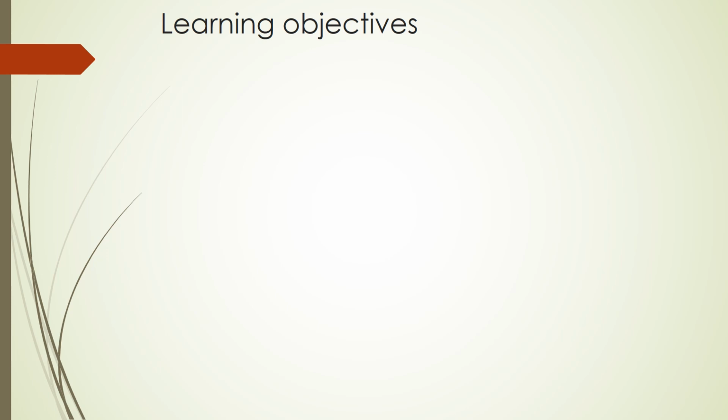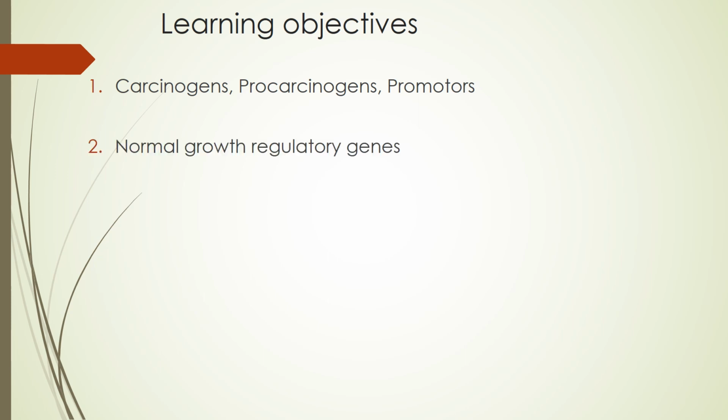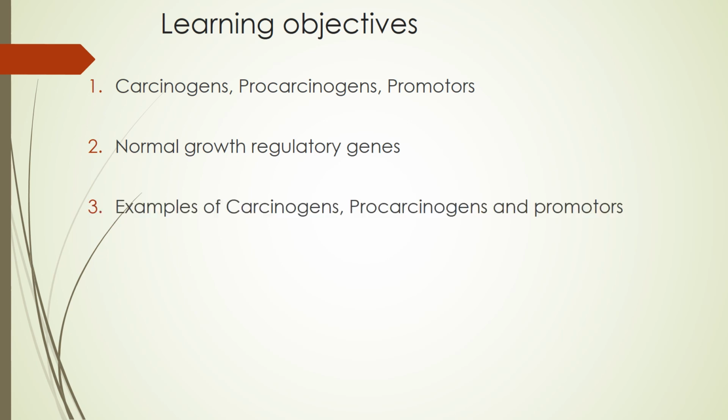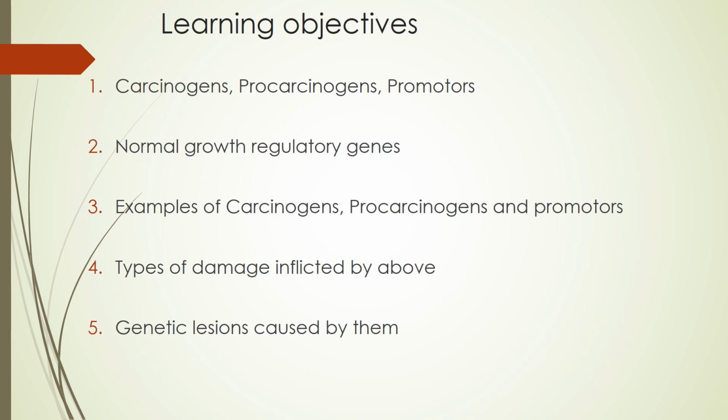Learning objectives: at the end of the lecture, you will be able to appreciate what carcinogens, pro-carcinogens and promoters are. You will also revisit normal growth regulatory genes. You will also know some examples of carcinogens, pro-carcinogens and promoters, the types of damage inflicted by these agents, the genetic lesions caused by them, and the hallmarks of cancer due to carcinogenesis.